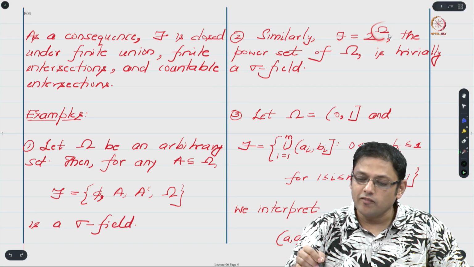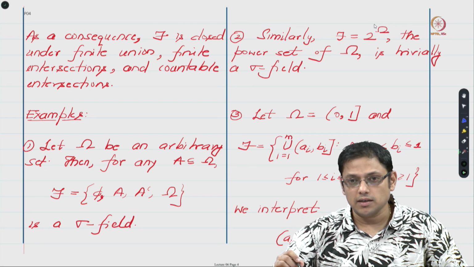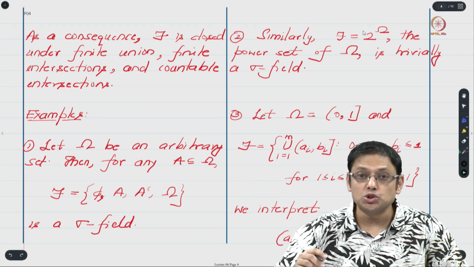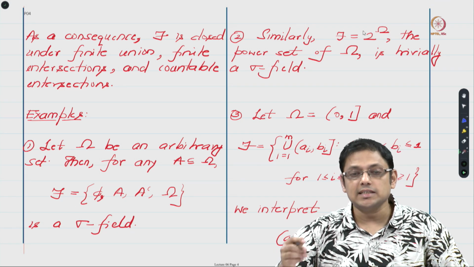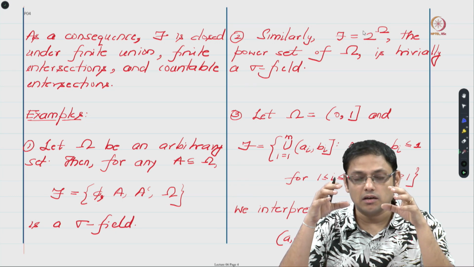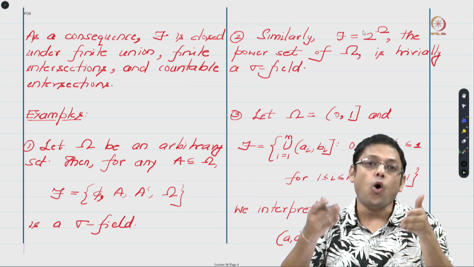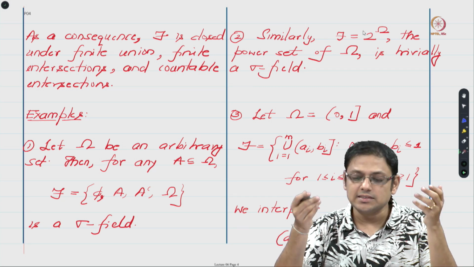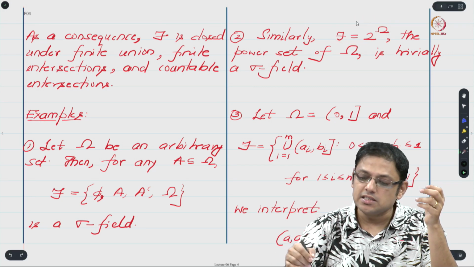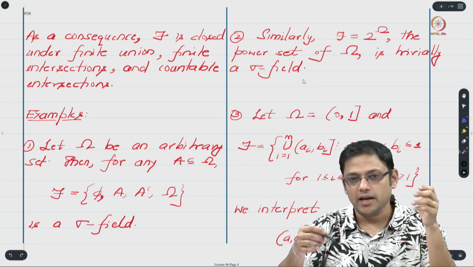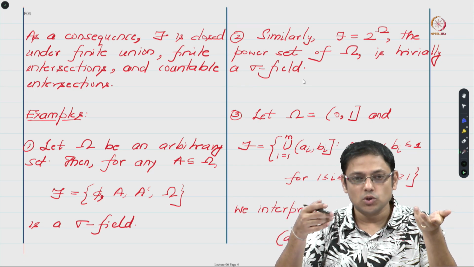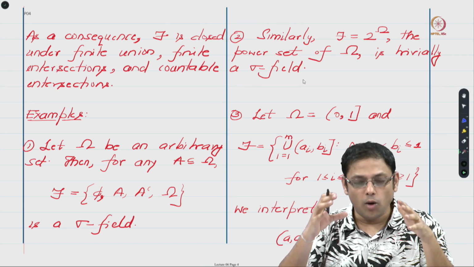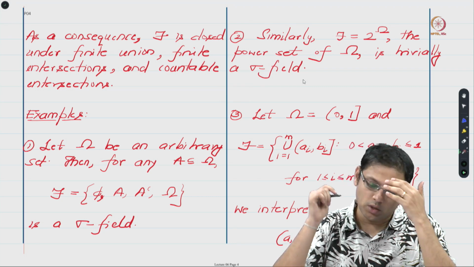Let us say you have been given a set omega, and you look at the power set associated with this set. The power set is basically the set containing all subsets of omega, and one can see that this collection is trivially a sigma field. It contains all subsets, so it is obvious that it will be closed under complements and countable unions and so on and so forth.